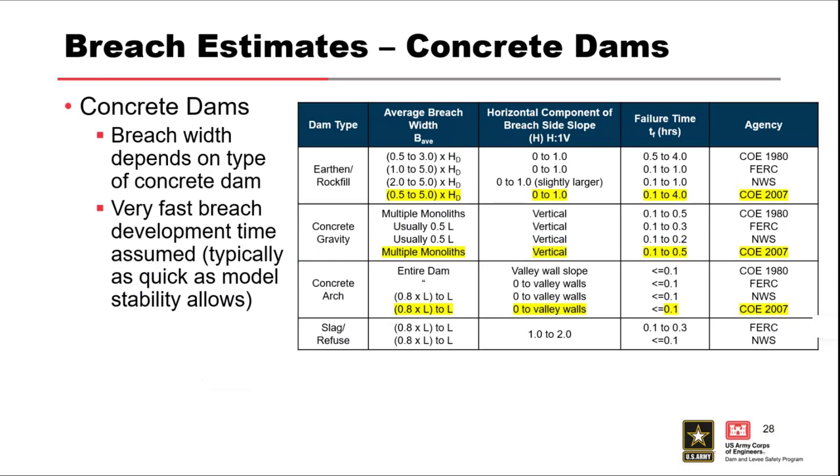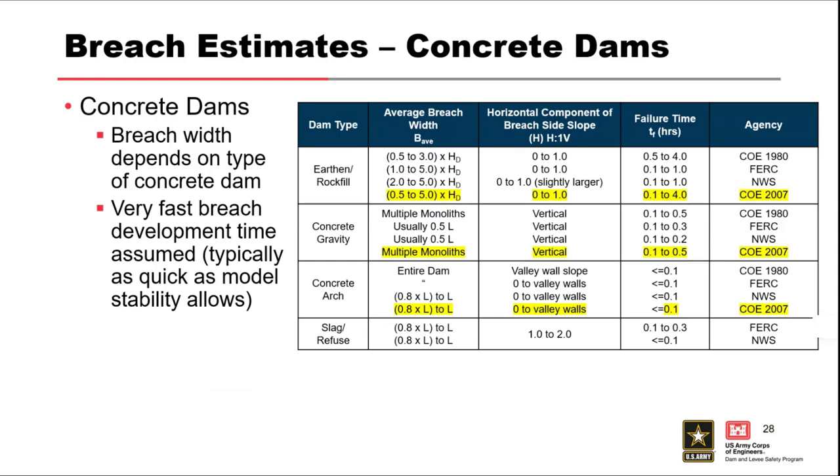It depends on how the dam was created. An arch dam, a concrete arch dam, if it fails, it's all one big piece, so we'd expect that entire arch to fall and the whole thing to come out completely, and you'd have the valley width for a breach.